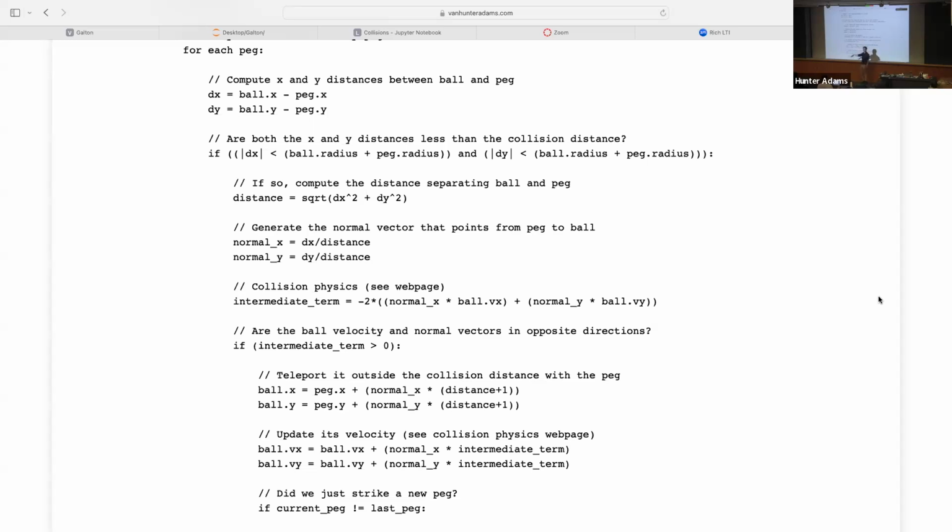So let's say dx is 620 pixels. Let's say dy is 450 pixels. Squaring that gives a pretty darn big number. And in fact, it's so big that you're going to overflow your fixed point data type.